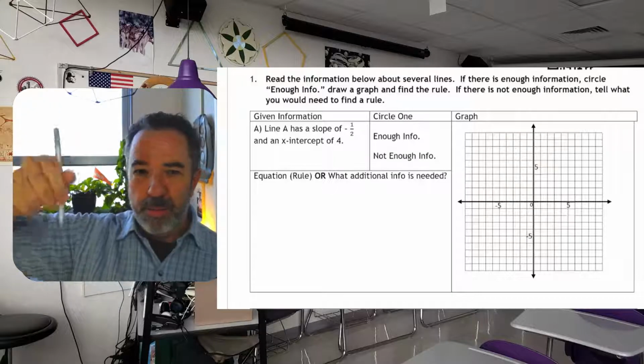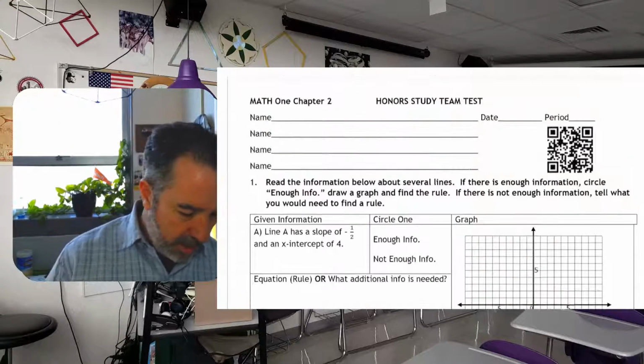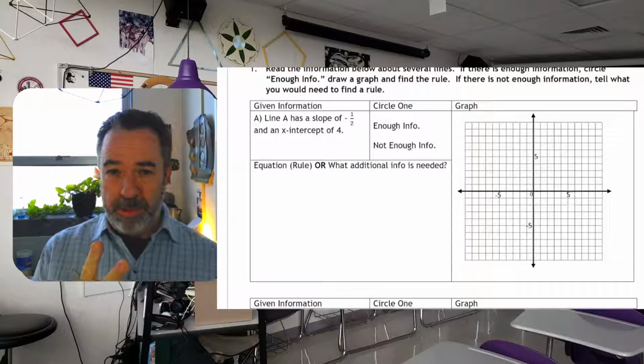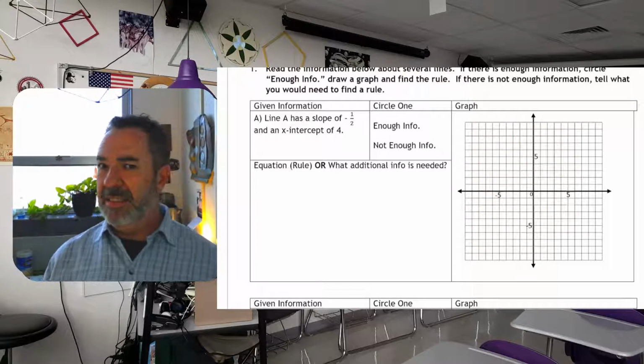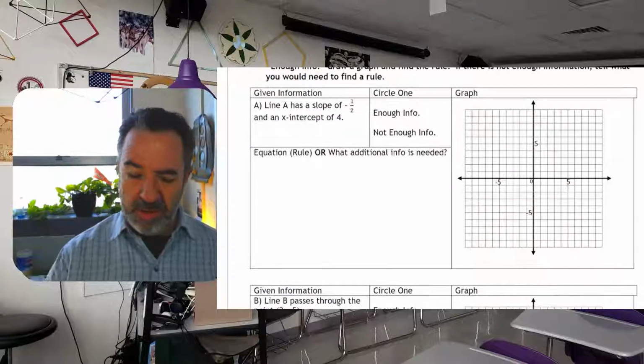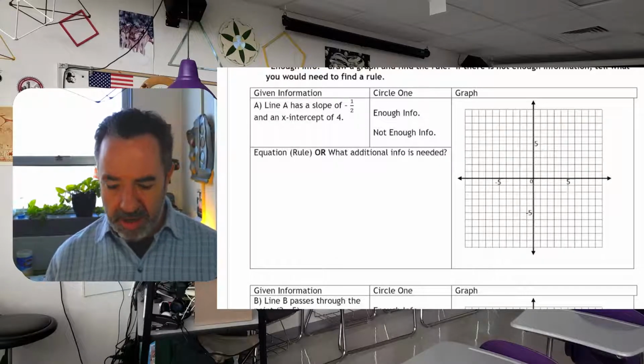I'm sitting here in room 309 and I'm about to start going over the study team test for chapter 2. This is a new recording. I think this test was used in the past though, but I'm going to go through it again this year.